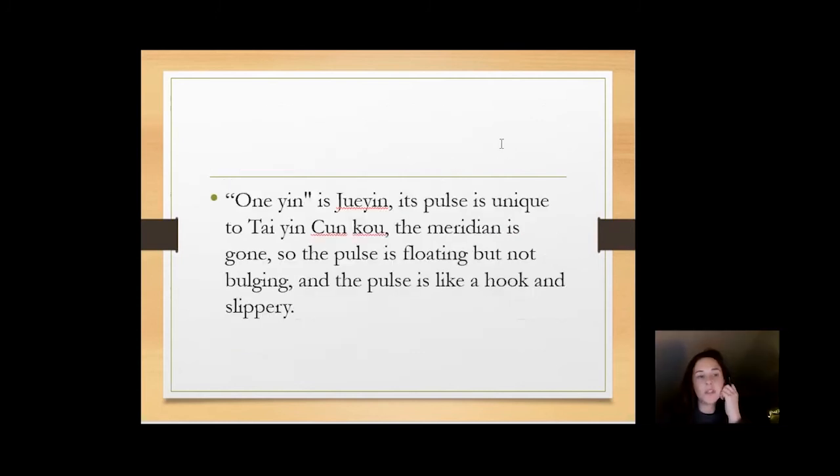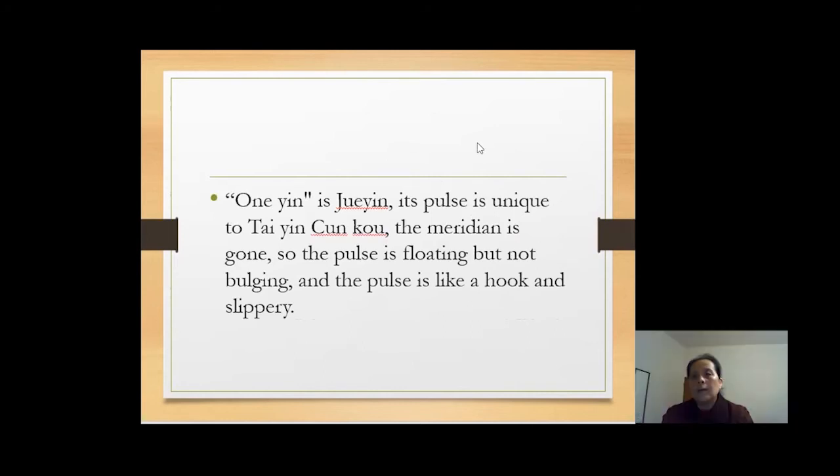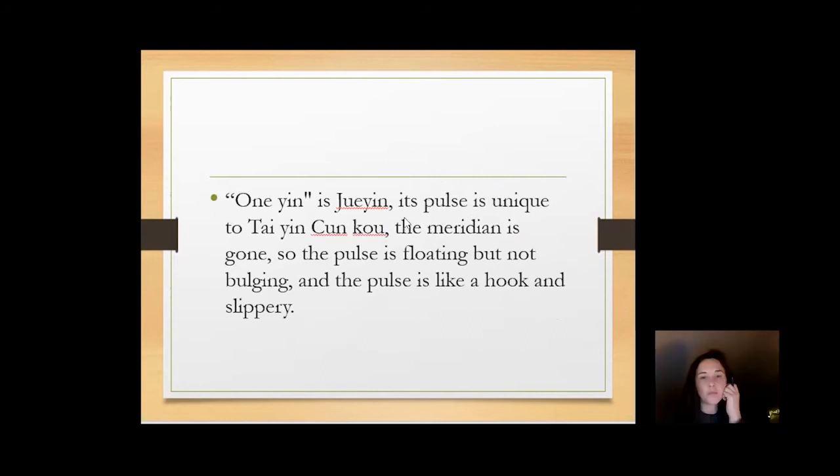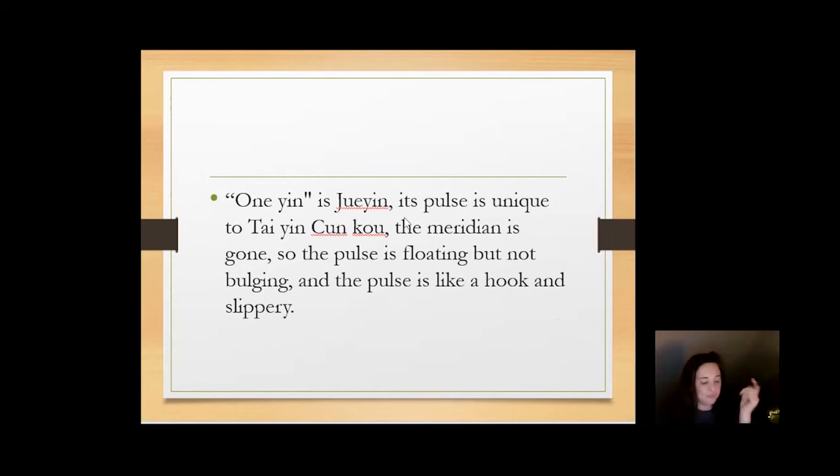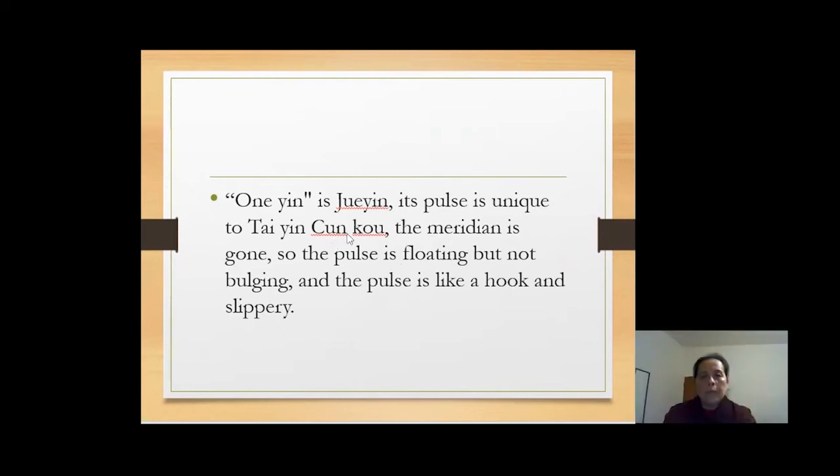Jen, what does it mean that the meridian is gone? Basically, that means the qi, not the meridians. It has some sickness or qi difference in there. It's gone in there. Yes, you're right. Okay. So it means sickness or illness.